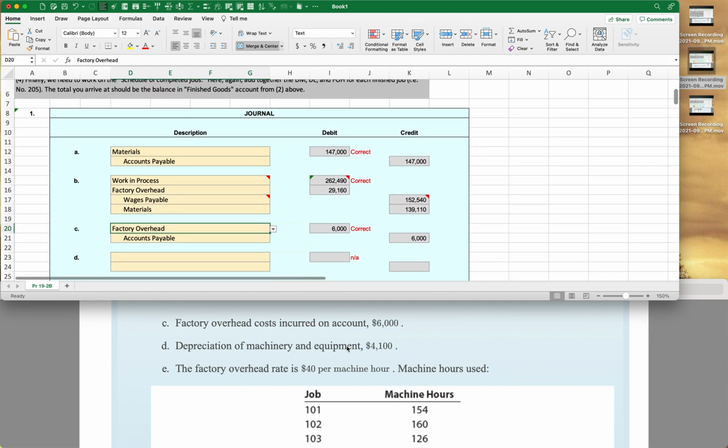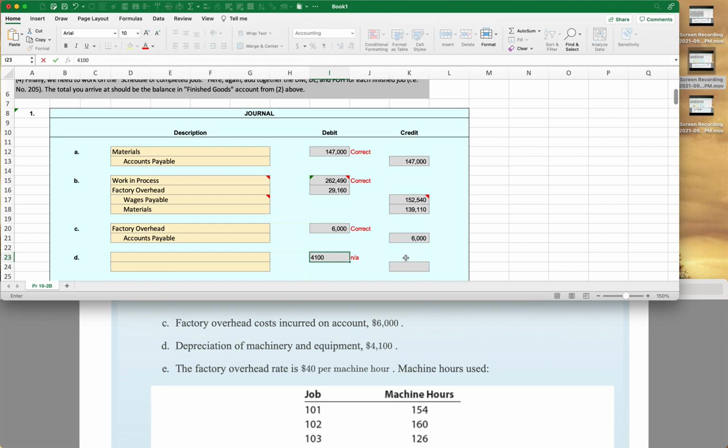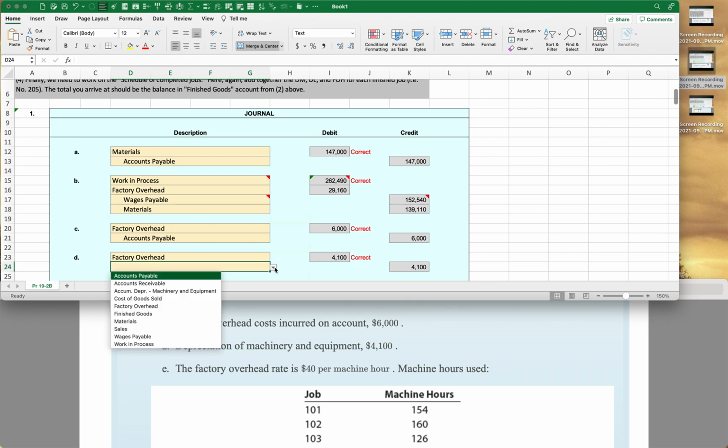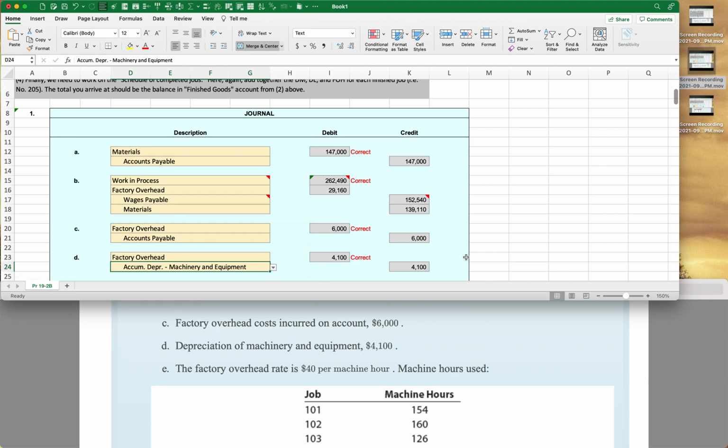Part D. Depreciation of machinery and equipment, 4,100. All right, again, this is some sort of a cost that we incurred, but we cannot expense directly right now because of the fact that we haven't sold these jobs yet. And what we need to do is uphold the matching principle, which says that expenses should be recorded in the period in which they help generate revenue. So revenues haven't been generated yet. As such, I cannot record it as a depreciation expense. Again, all I'm going to do is increase my factory overheads to accumulate those costs and keep track of the items being accumulated in depreciation as we normally do. So credit accumulated depreciation for machinery and equipment, and debit factory overheads.